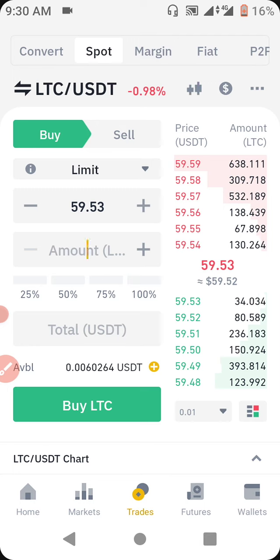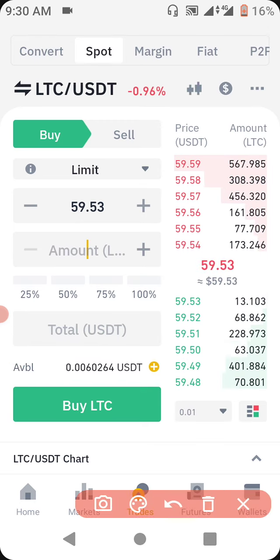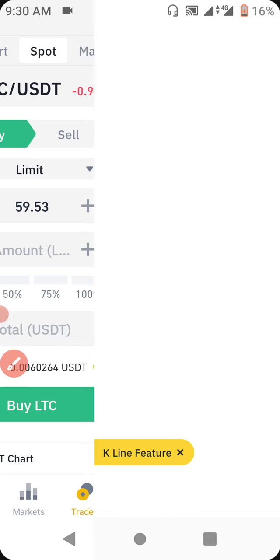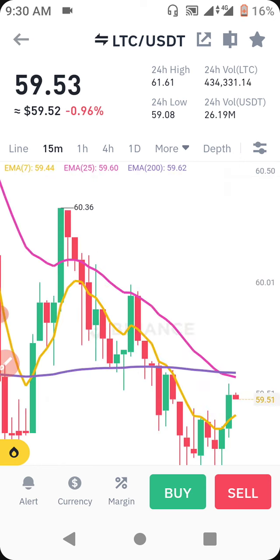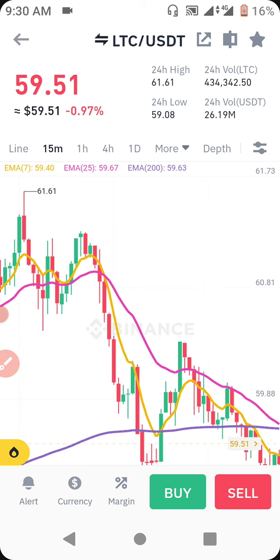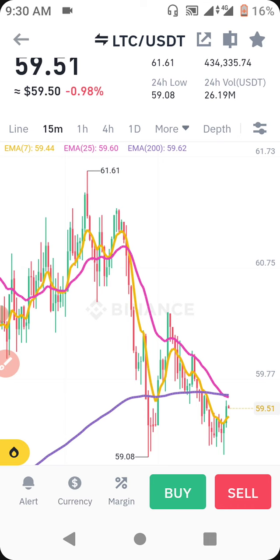The second method is by using your chart right here. When I open my chart, I can see that Litecoin is currently going down. I can see that my Litecoin is currently going down.